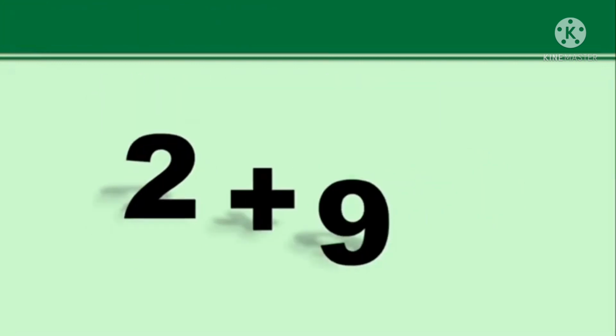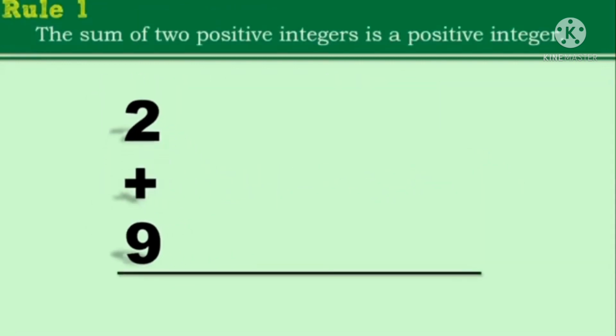So let's have 2 plus 9. Rule number 1 of addition of integers states that the sum of two positive integers is a positive integer. So for example, we have here 2, which is positive, and we add it to another positive integer, that is 9. So the expected answer here will be positive, since that's rule number 1.